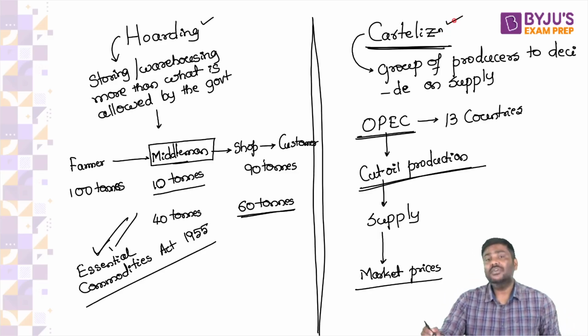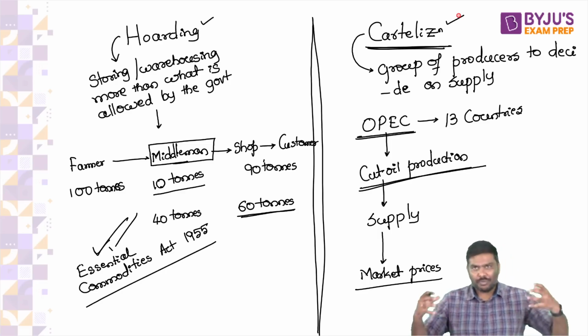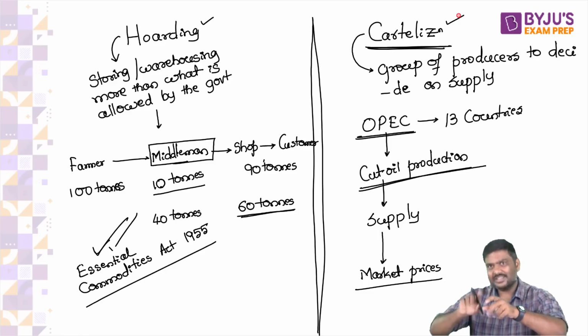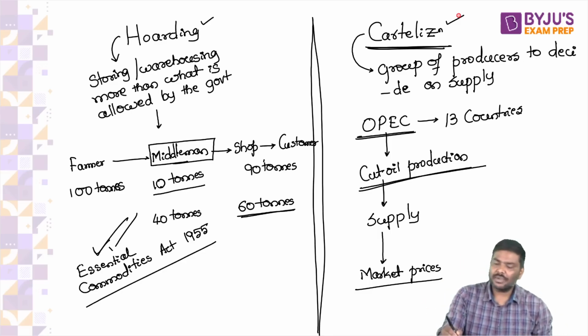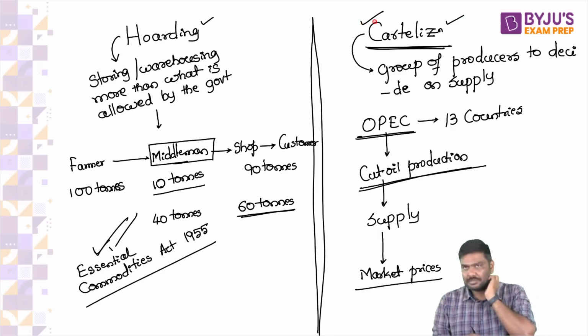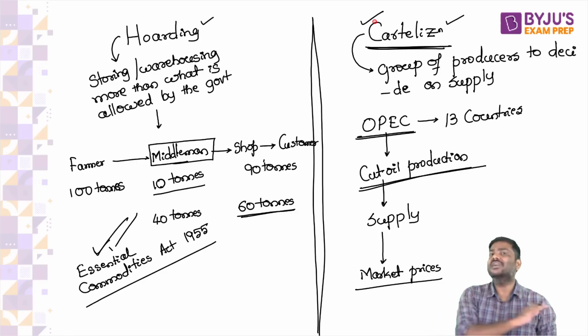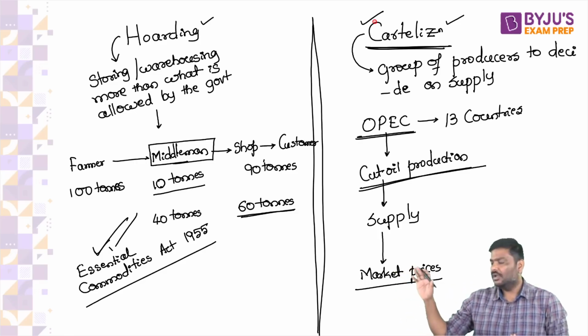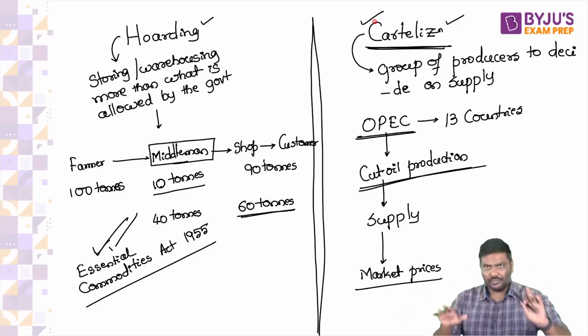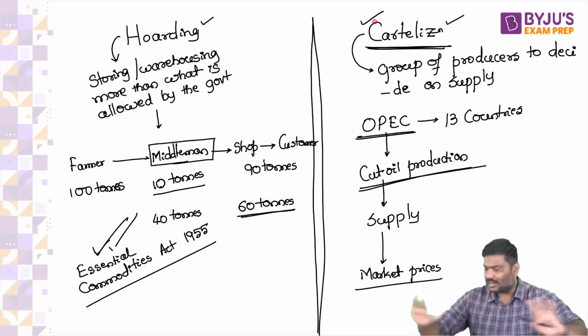It is because of cartelization. That is, a group of producers have come together to decide on production. They want to take a call on production, whether they should increase the supply or decrease the supply. This is the basic argument of cartelization. Now I'm taking the example of OPEC because, please remember this, in case of India, cartelization is not allowed. The Government of India says you are not allowed to form a cartel.